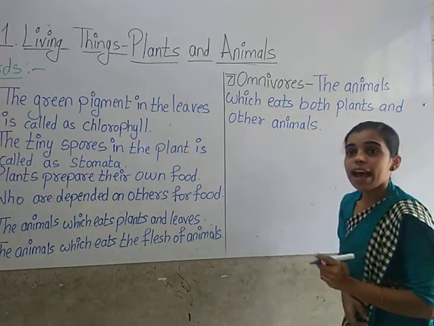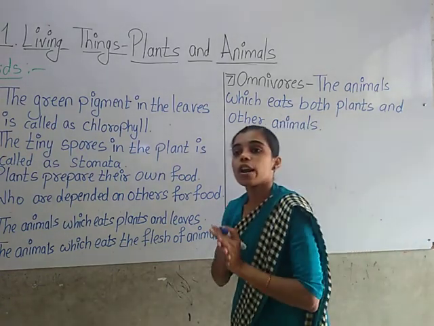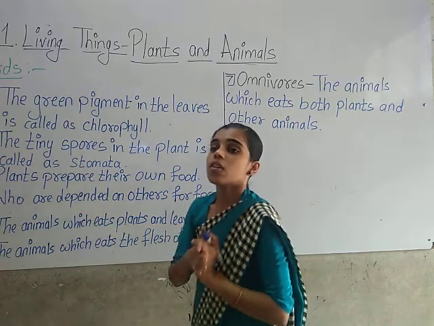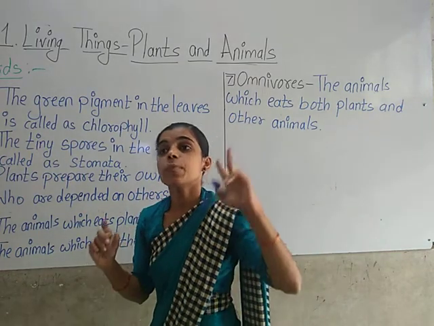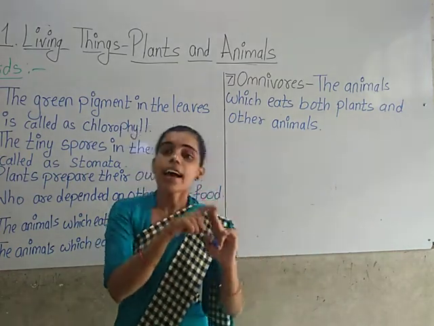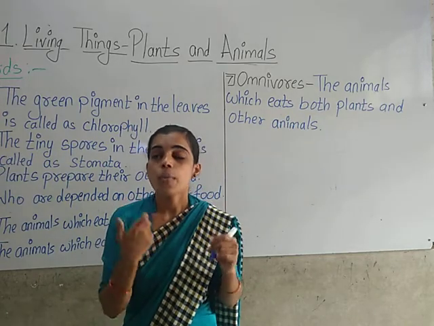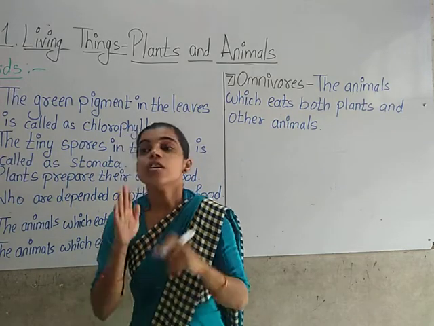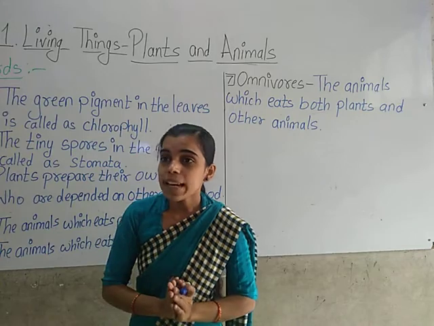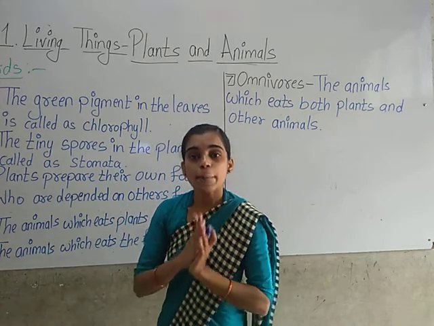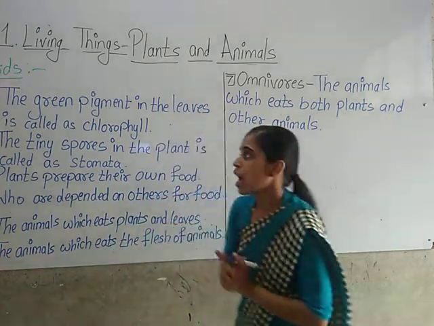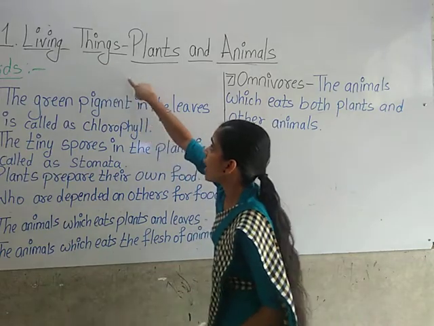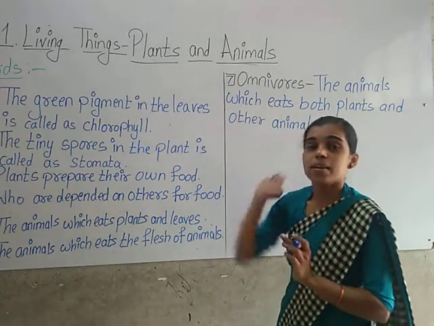They are called omnivorous animals. So, the animals which eat both plants and other animals are omnivorous animals. So, children, this completes our chapter number 1 syllabus, that is living things, plants and animals.